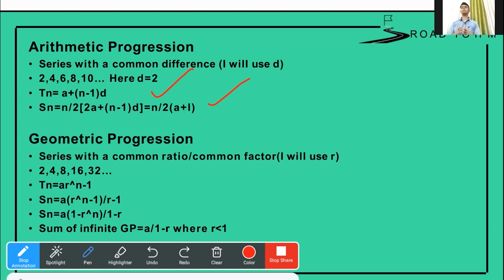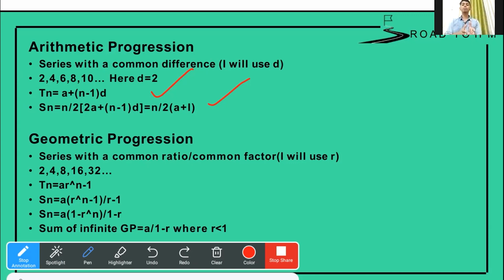Geometric progressions. If you've not taken mathematics in your class 11th, you might feel a little bit confused here. What exactly is GP? Instead of having a common difference as in the case of AP, we have a common factor or common ratio. Earlier we added the common difference to the preceding number to get the next term, right? Here we're going to multiply it. In this case, 2, 4, 8, 16, 32.